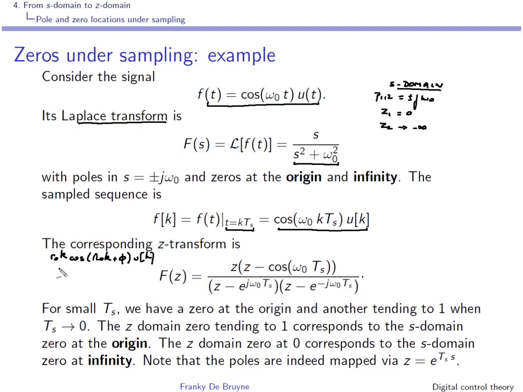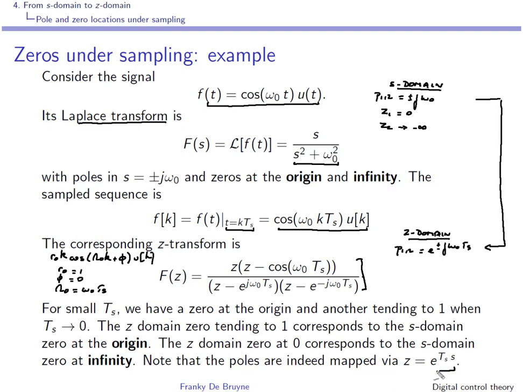So consider that sequence and replace R0 by 1, phi by 0, and the discrete frequency capital omega 0 is omega 0 Ts, and you end up with this z transform. So you can see here that in the z domain, the poles are exponential of plus minus j omega 0 Ts. Indeed, you see that there is a way to go from the S domain poles to the Z domain poles, and this is by using this relation over here. This is true for the poles.